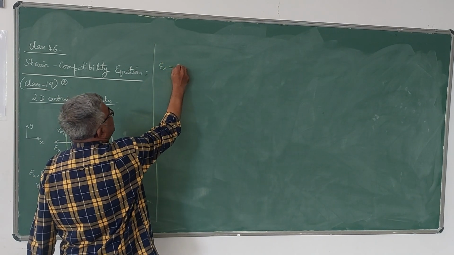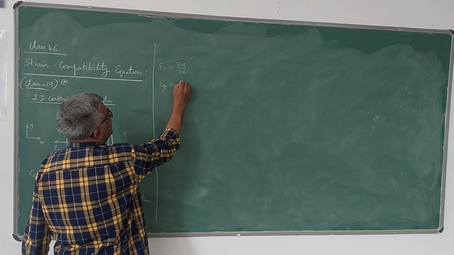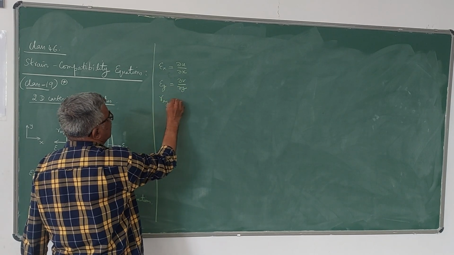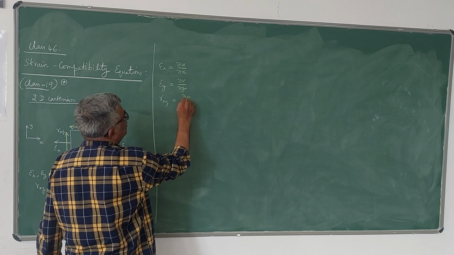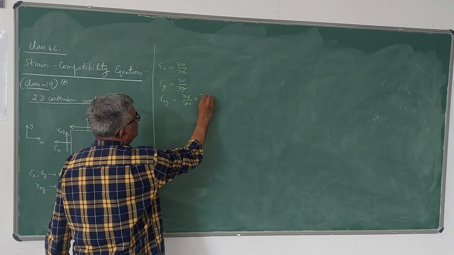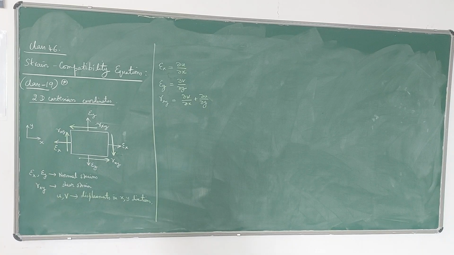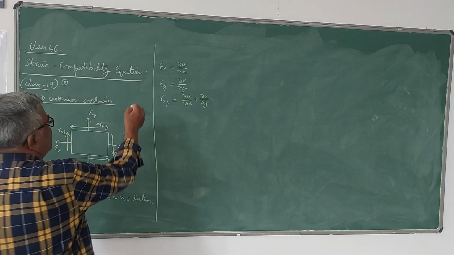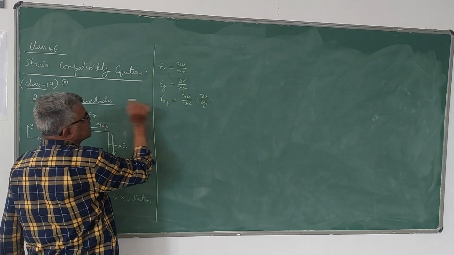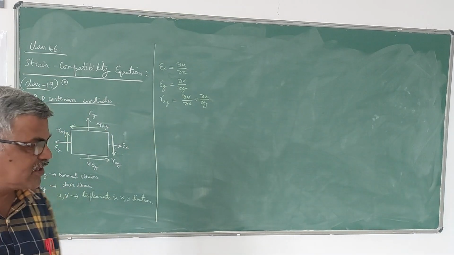Epsilon x is given by dou u by dou x. Epsilon y is given by dou v by dou y. Gamma xy is given by dou u by dou y plus dou v by dou x. This I have explained in the last class. So these are the strain components, out of which these two are normal strains. This is shear strain, whereas u and v are the displacements in x and y directions.